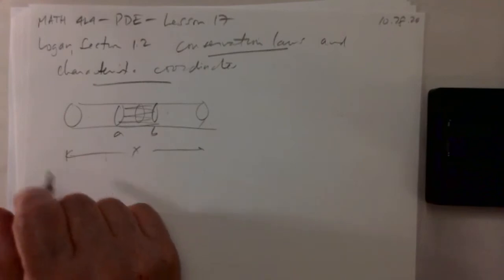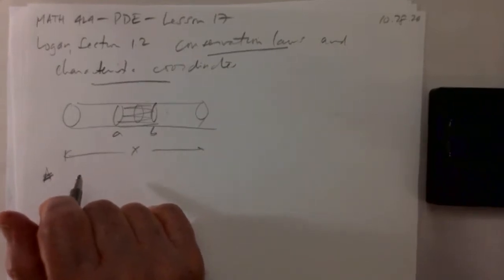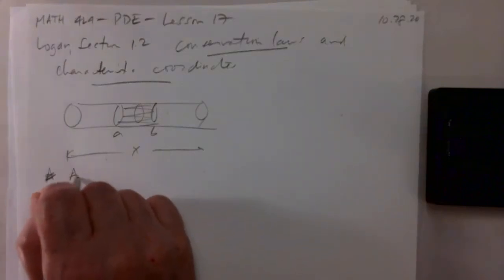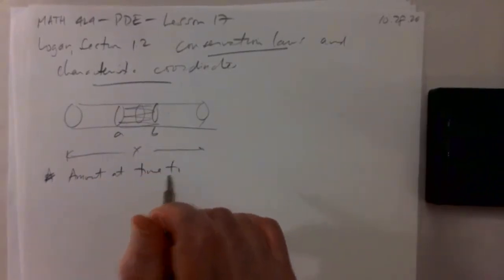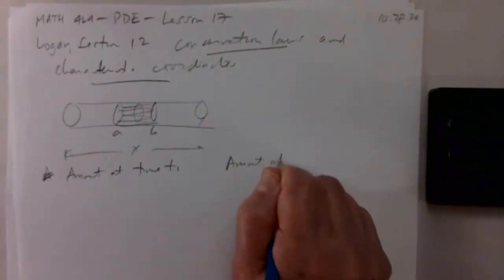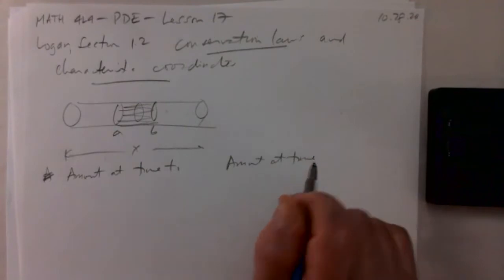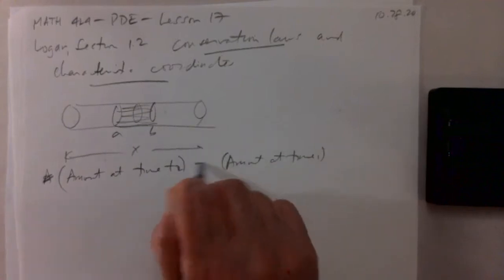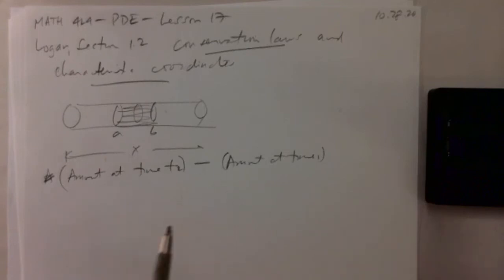So let's say we have the amount at time T1, and we have the amount of material in this tube at a later time, time T2. And actually, I want to know how they change. So let's think of this as, what is the change from the amount at time T1 to the amount at time T2? So you have the amount at time T2 minus the amount at time T1.